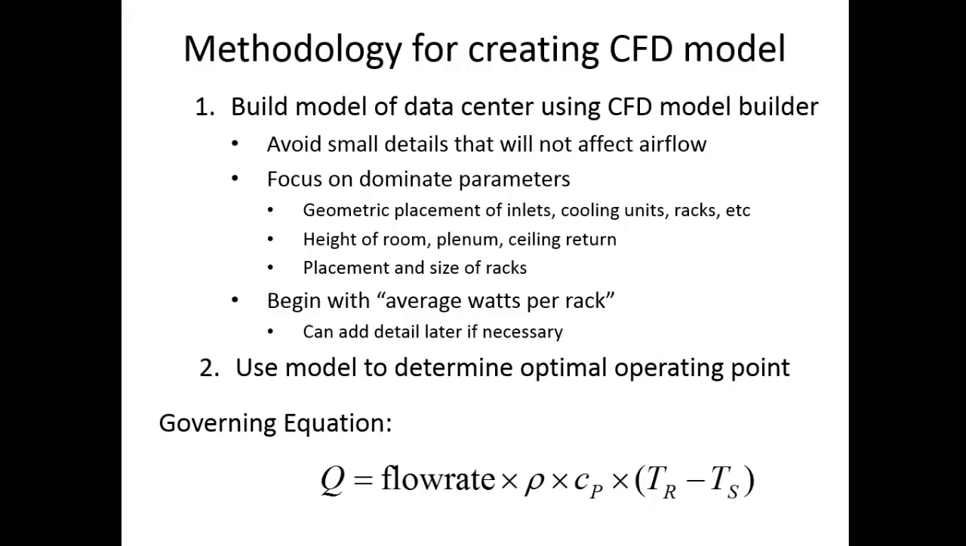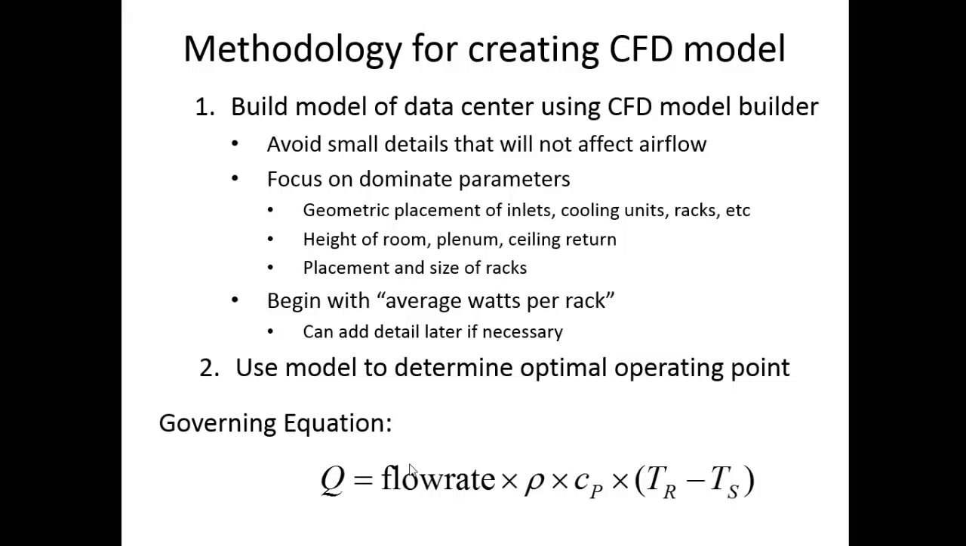And using average watts per rack is an excellent way to begin. You can always dial it in tighter later. You can get the wattage very specific within the rack if you want to, according to its vertical height, if you'd like, later. But start off with average watts per rack. And in particular in a new design, you don't really know what's going to be in there anyway, so average watts per rack really works well. Then you use the model to determine the optimal operating point.